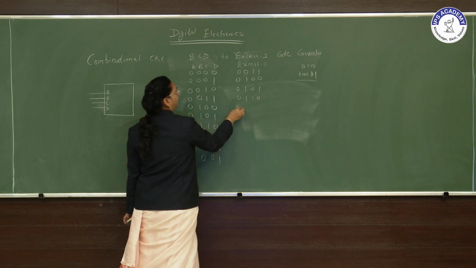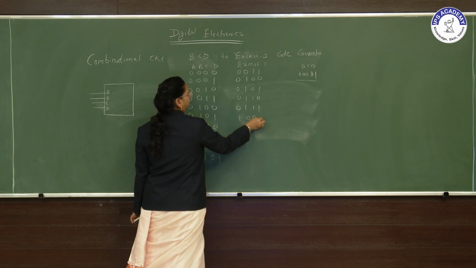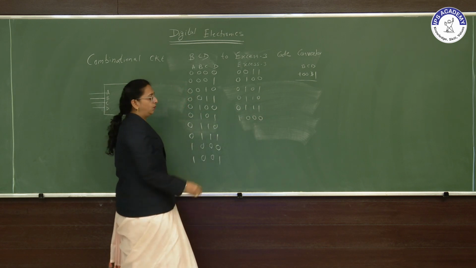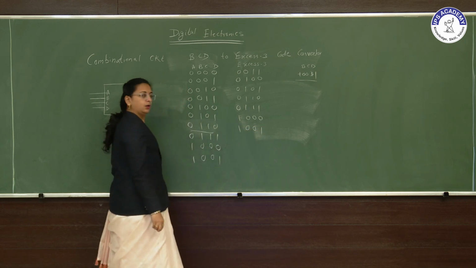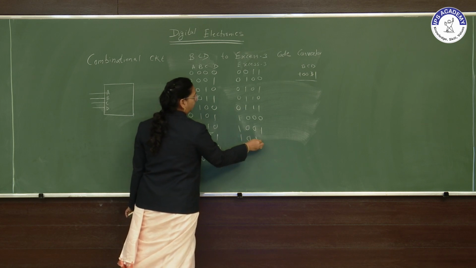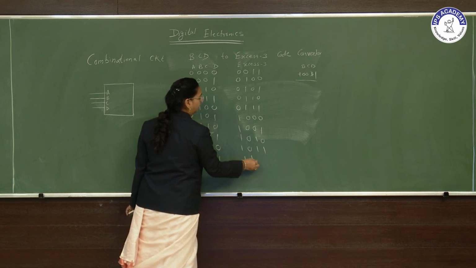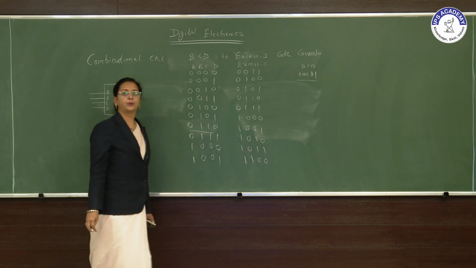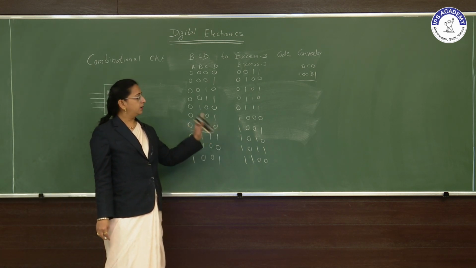For 4, it will be 0111. For 5, it will be 1000. For 6, the excess-3 will be 1001. For 7, excess-3 data will be 1010. For 8, it will be 1011. And for 9, it will be 1100. So here is the table of BCD to excess-3 code.